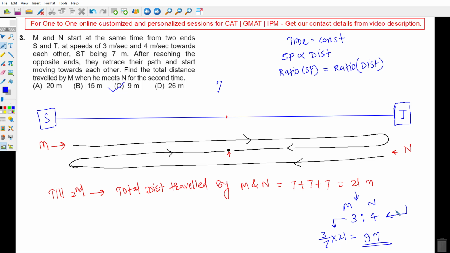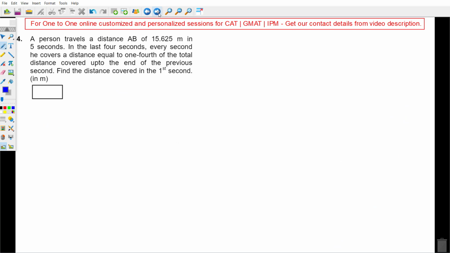Now let's have a look at question number 4. A person travels a distance AB of 15.625 meters in 5 seconds. In the last 4 seconds, every second he covers a distance equal to 1/4 of the total distance covered up to the end of the previous second. This phrase is important: up to the end of the previous second. So find the distance traveled in the first second.